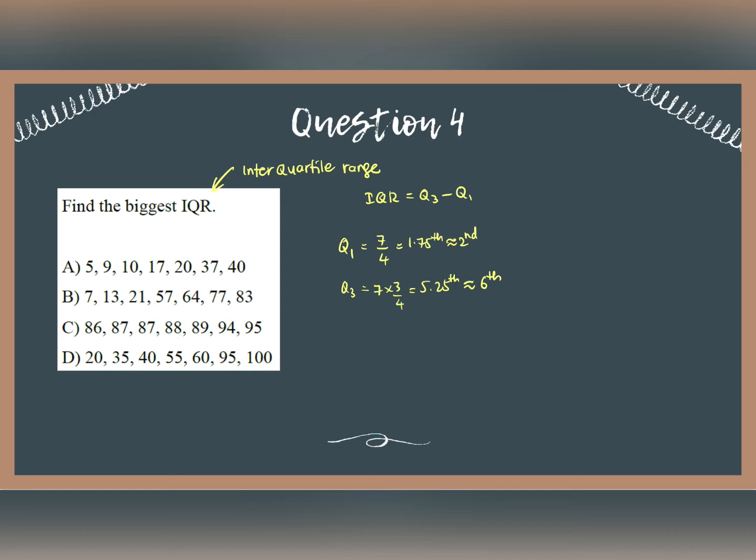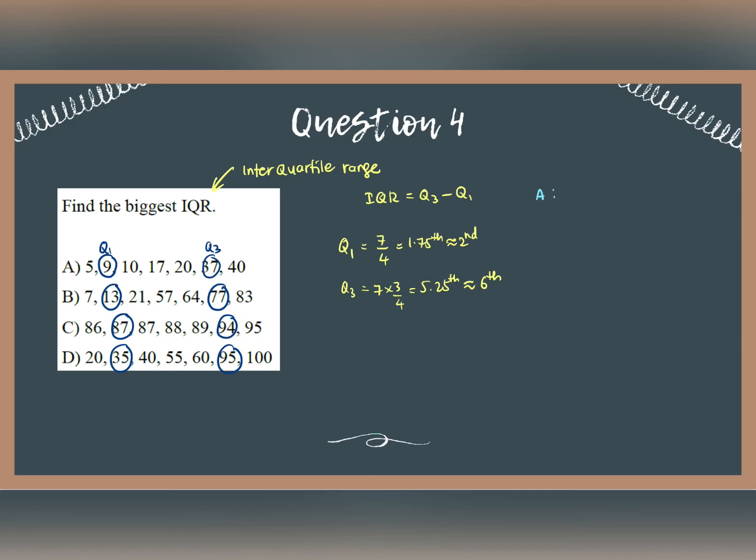Okay, kita tengok kat sini semua dia telah susun mengikut ascending order, so tak perlu risau. Okay, so here lah second, ni Q1, sini Q3. Okay, 13, 17, 87, 94, 35 dengan 95. Okay, now let's look untuk jawapan A.